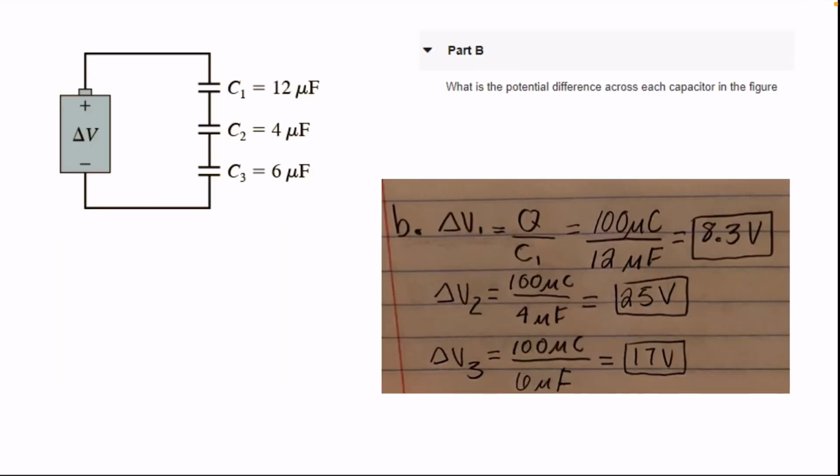But doing the math, you can see that we use the charge value we saw in the previous step and then just divide by the capacitance of each of these capacitors. So the first one we get 8.3, second we get 25, and the third we get 17. And if you do that math, you will find that it equals about 50 volts. So yeah, that's pretty much this problem.